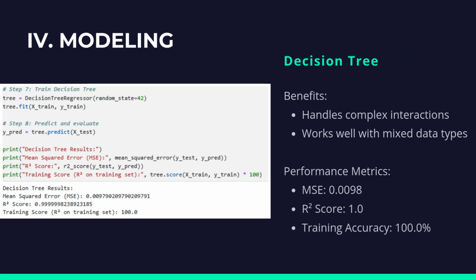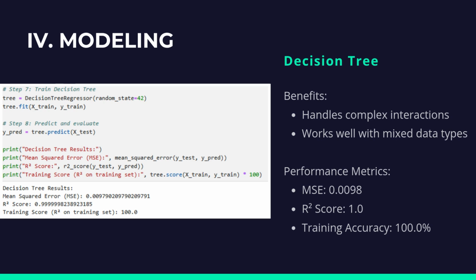To better capture nonlinear relationships in the data, we use a decision tree regressor. This model is ideal for handling mixed data types and capturing complex variable interactions that linear regression might miss. It was trained on the same pre-processed dataset, but its tree-based structure allowed it to detect more nuanced patterns.